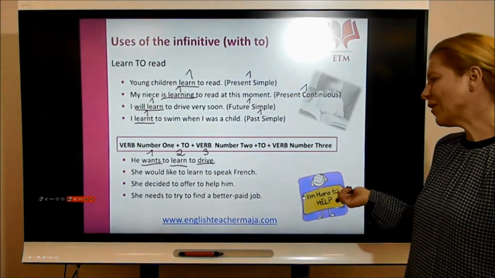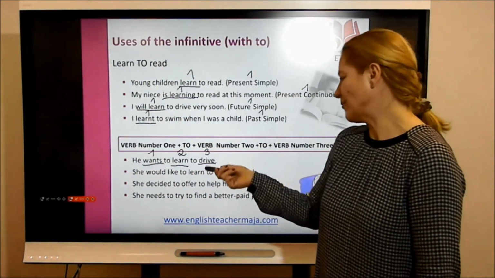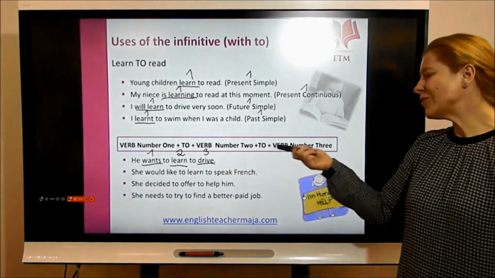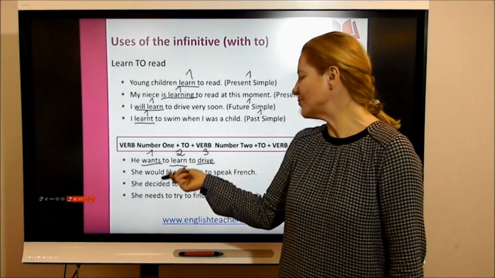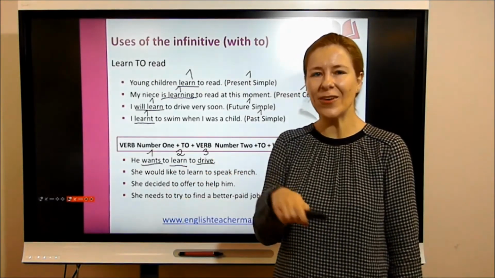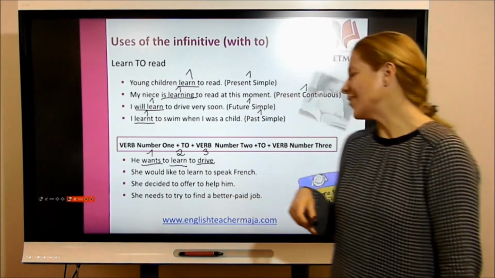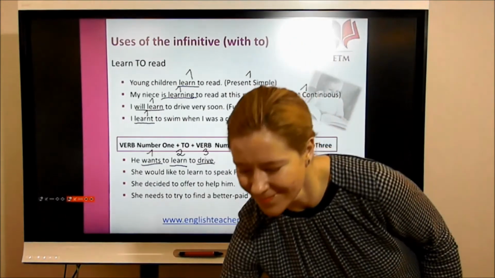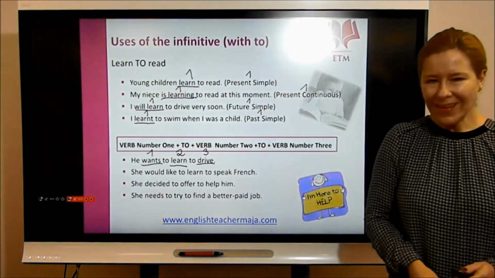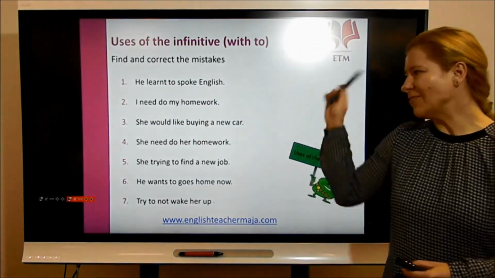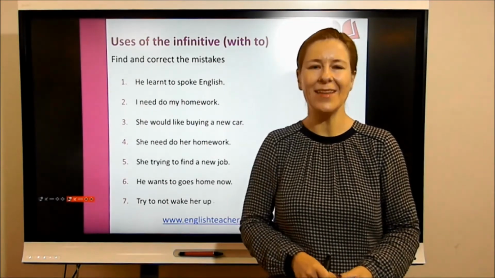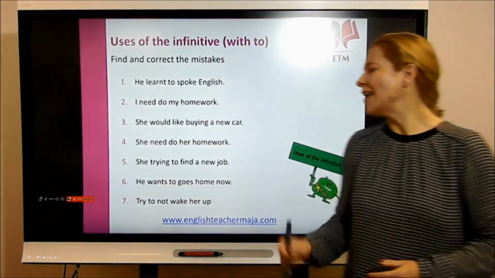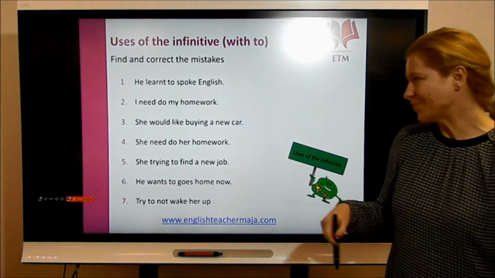Okay, I'm here to help. So she decided to offer to help him. You have 3 verbs, decided, to offer, to help. Okay, so have a look at more examples. And right now, let's do this exercise together, to make sure that you have understood the lesson. Okay, so let's just do it together.